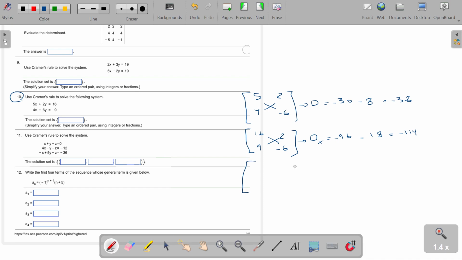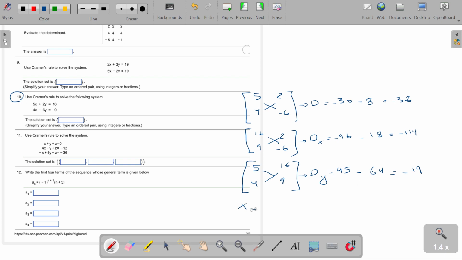And now I'm going to find the next one. Use the same matrix. The first column will be the same. This time the second column will be those two numbers. And we find dy. That's 5 times 9, which is 45, minus 4 times 16. That will be 64. The answer is -19.